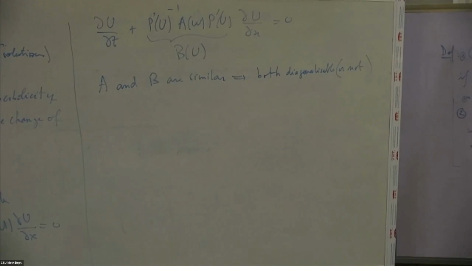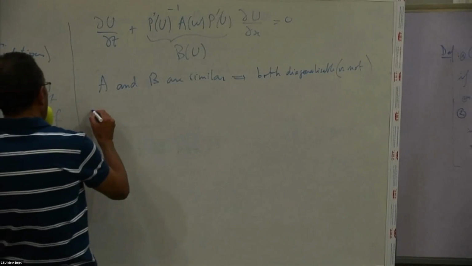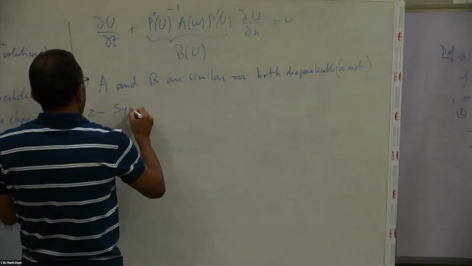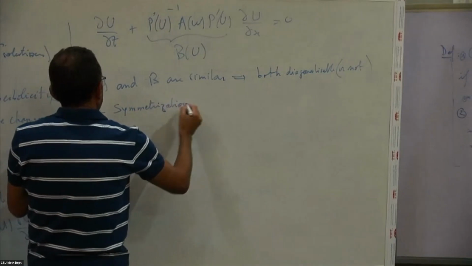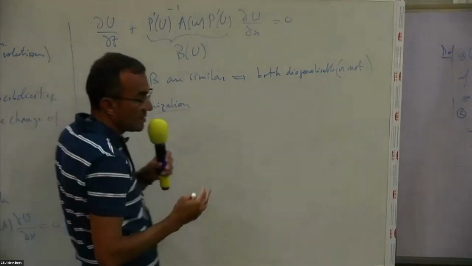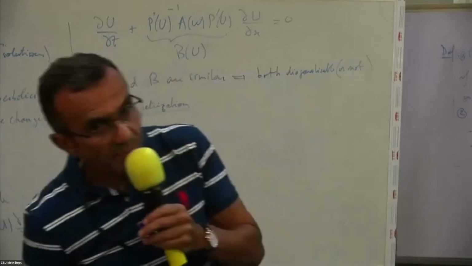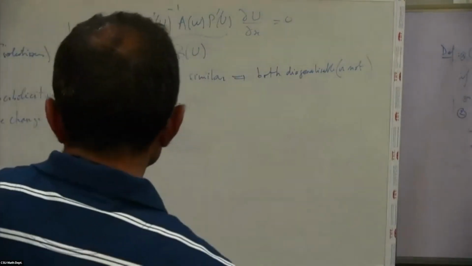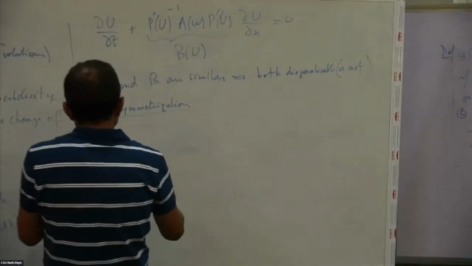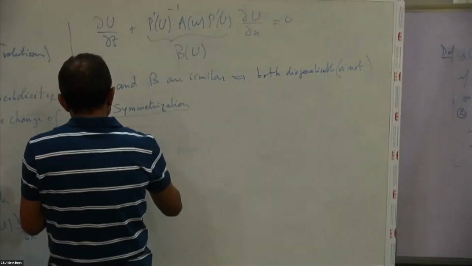Now I will go to the second part, which is the symmetrization. We see that the symmetrization is an equivalent notion of hyperbolicity for 1D, one dimension. Okay. So what is the definition?